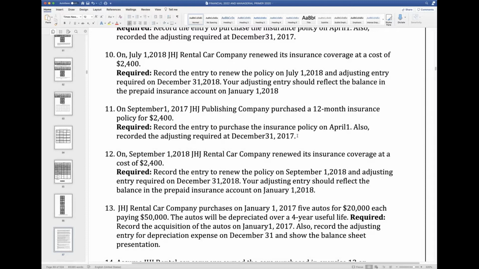You're saying that on December 31st, 4 months had expired. Yes. So it's at the rate of $200 a month, remember? So your adjusting entry would be $800. Wait.